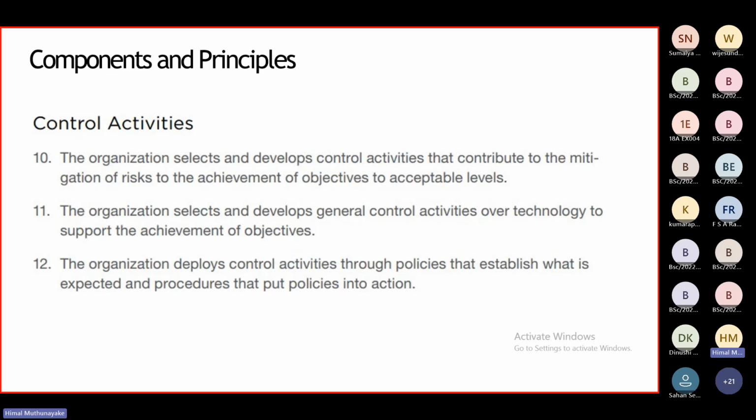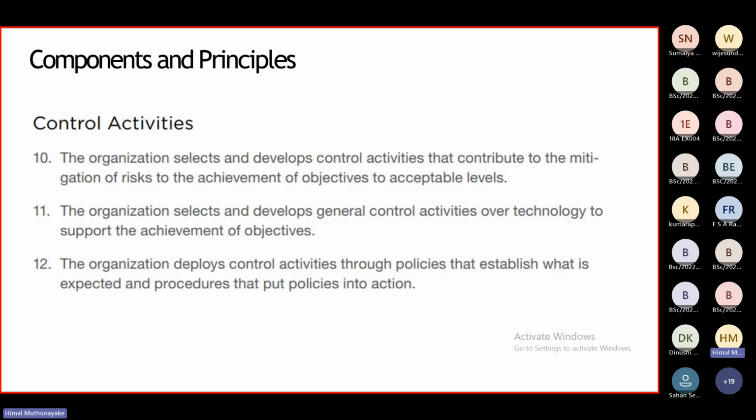Then the organization deploys the control activities through policies that establish what is expected and procedures that put policies into action. Right? So sometimes, when we come to an example, there are concerns regarding your operational process. What you can do is have a good policy, or a good protocol document. So this is the protocol you have to follow. When you are purchasing the raw material, you need to follow this. When you are placing the order, it should come through online, it should be authorized by the CEO, and again it should be checked by the manager. Likewise, you can have the procedure. Right? That's also a control activity.